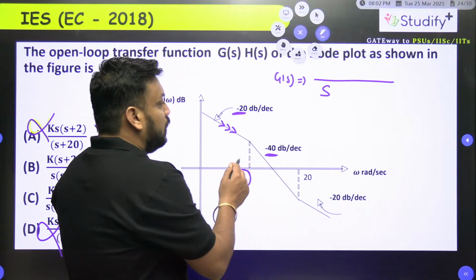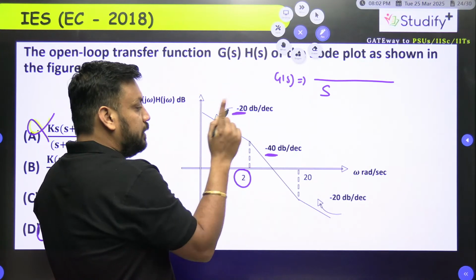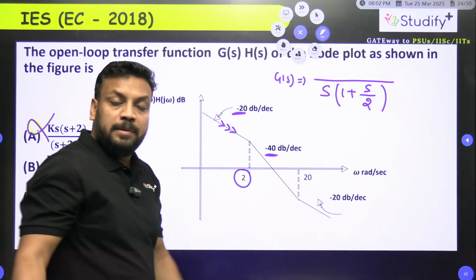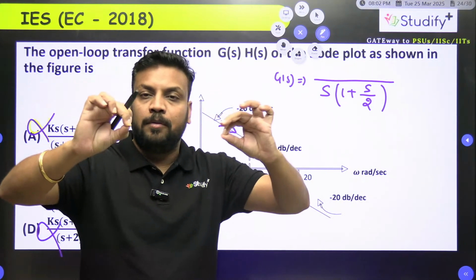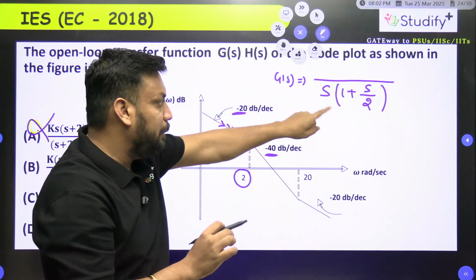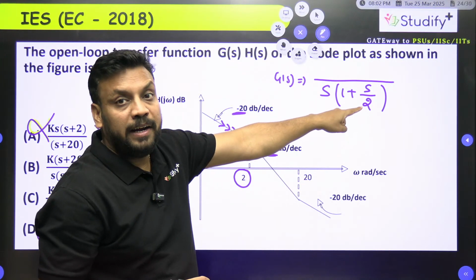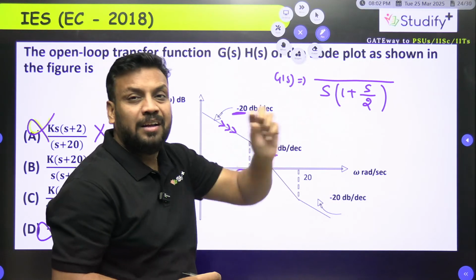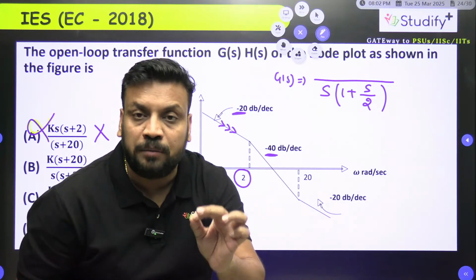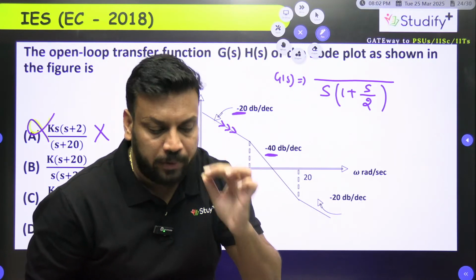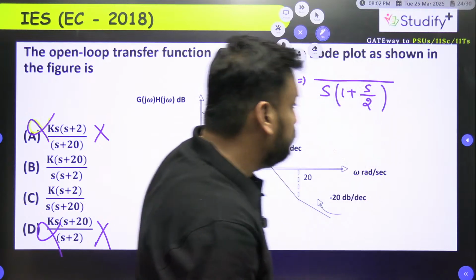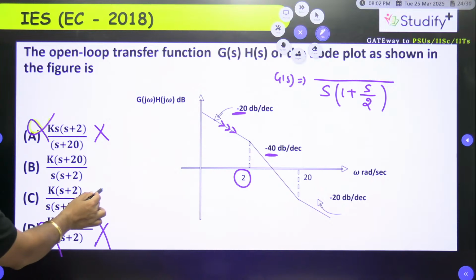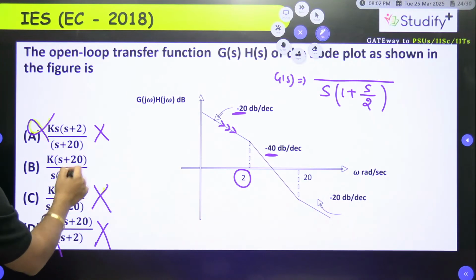Minus 20 to minus 40, it means pole आया. Pole means should I write 1 plus s by 2. अब यहीं पे हम कॉपी पेन छोड़ देंगे क्योंकि हमको ये पता चला कि here s by 2 term, when you take the LCM, then 2 term will come here. It means s plus 2 term must exist in denominator, and here s plus 2 exists in numerator. It allows me to eliminate this option also.